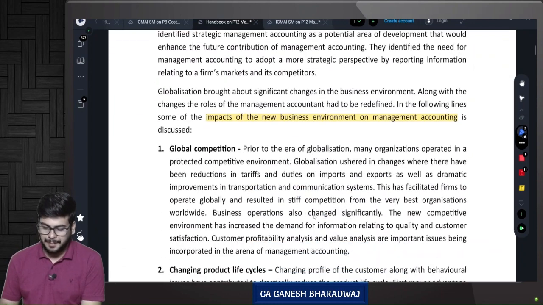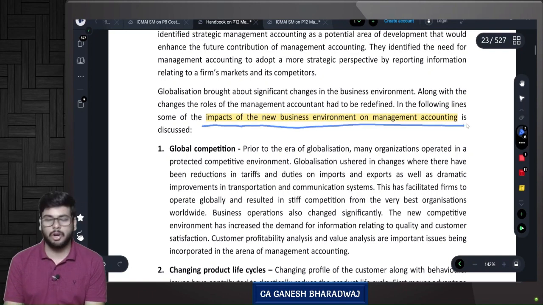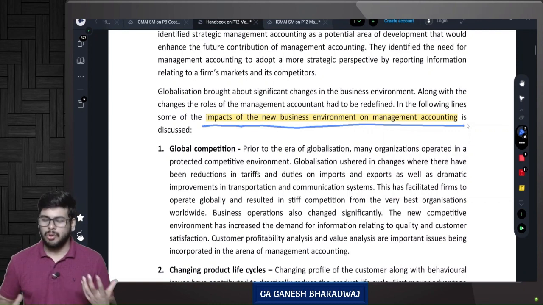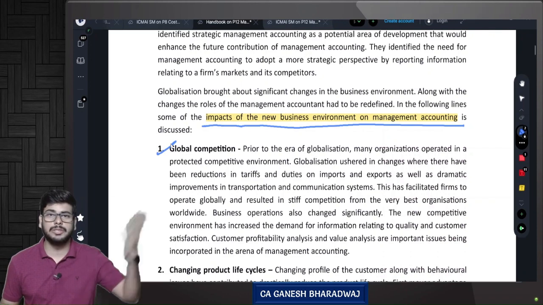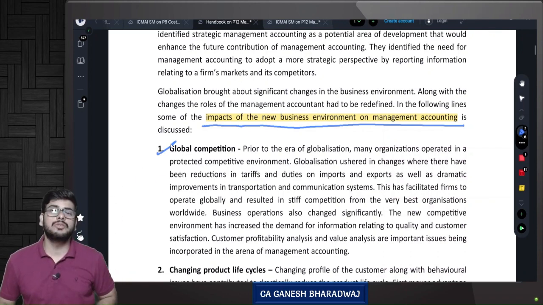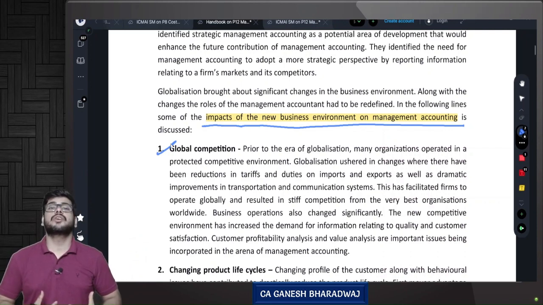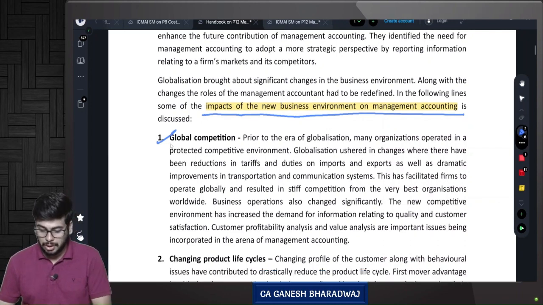Clear with this? Fine. Now, we will see the impacts of the new business environment on management accounting. Right now we are living in an era of globalization. So what is the impact of the new business environment on a management accountant? First, you need to face global competition. It's not just India. Right now you need to face competition from the outside world. You can do business in outside countries. Similarly, other countries can also do business in India. It's not restricted to the Indian subcontinent alone.